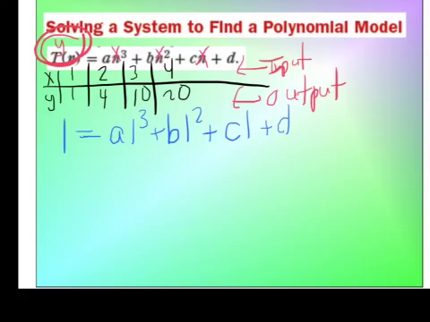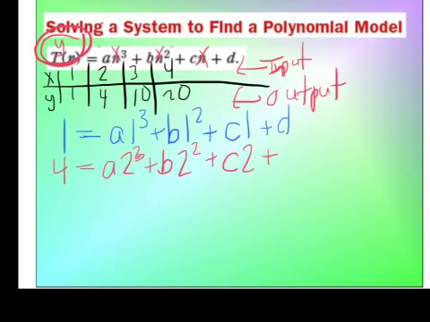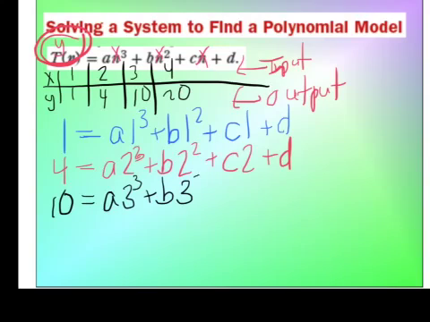In the second ordered pair, the answer is 4 this time. So 4 when the input is 2. So you put 2 in for n, or in this case the x. So you'd have a 2 cubed, actually, plus b 2 squared plus c times 2 plus d. And then the next one is the ordered pair 3, 10, so the answer is 10. And you're going to do a, and we're putting in 3, and we cube that, plus b 3 squared plus c 3 plus d.